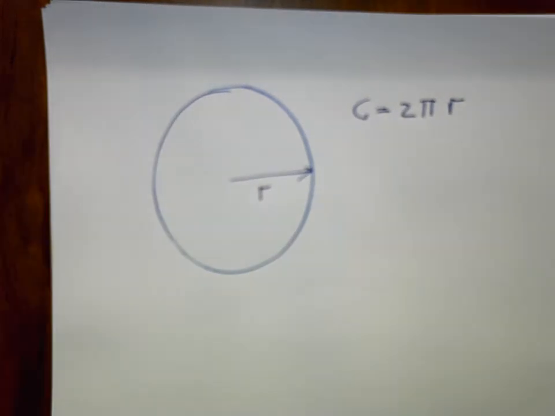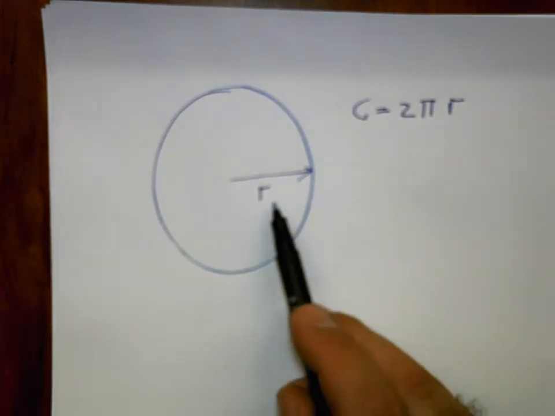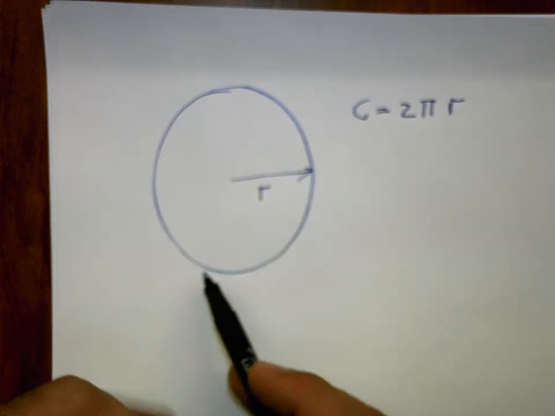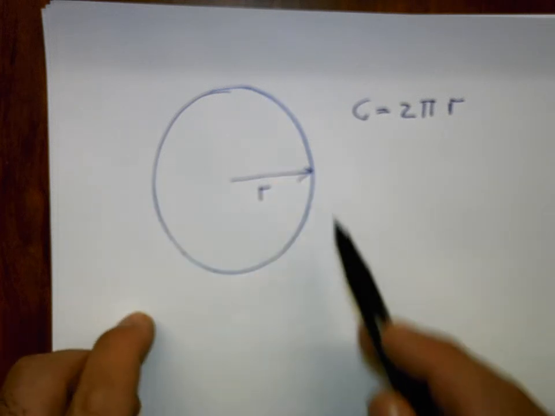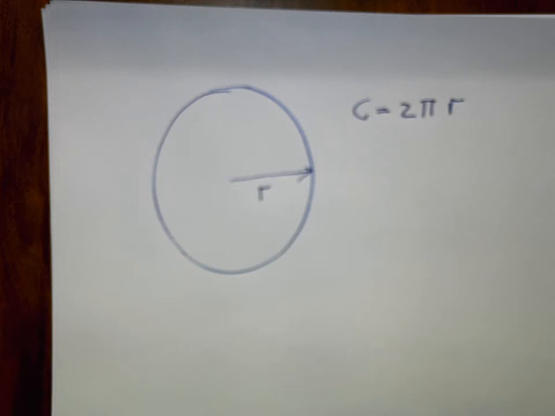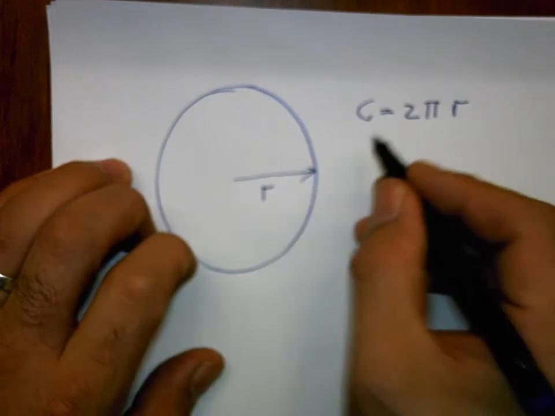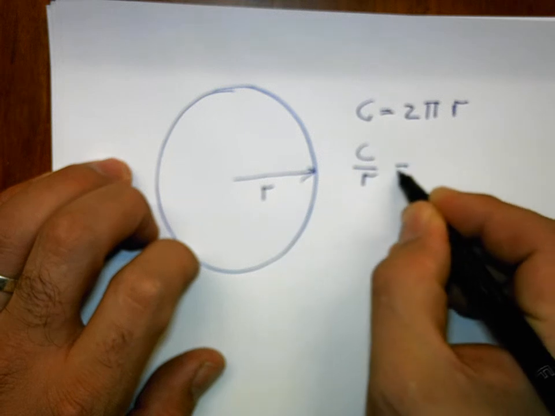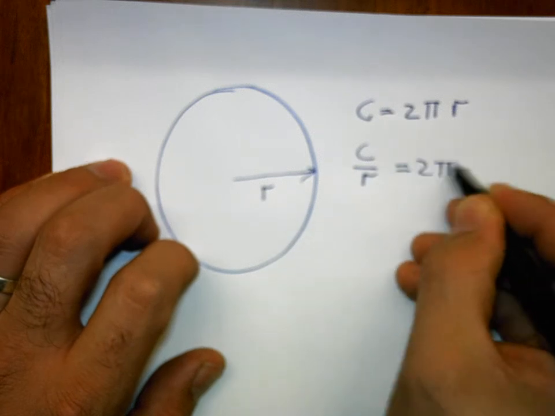That's just the circumference of the circle. So if the radius is in meters, 2 pi times that gives me how many meters the circumference of the circle is. So would you agree with me that the ratio, the circumference over the radius, is equal to 2 pi?